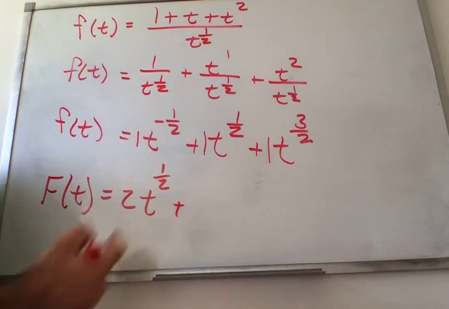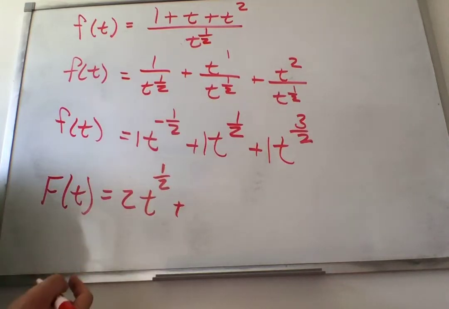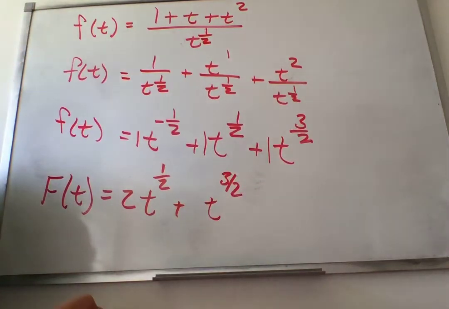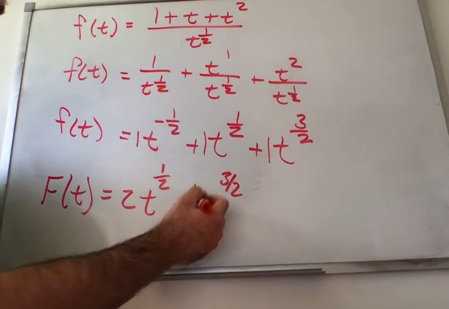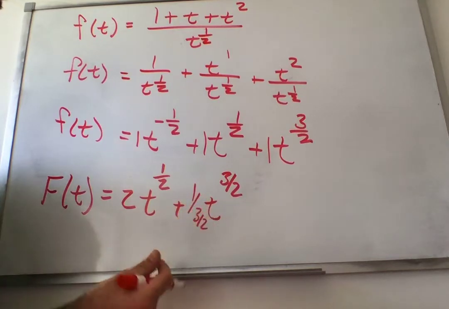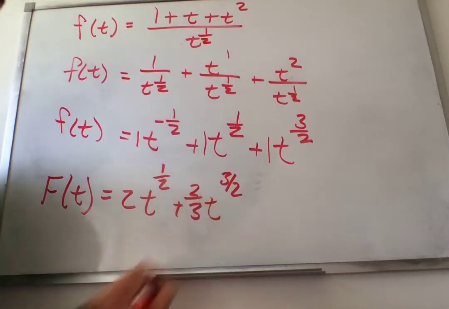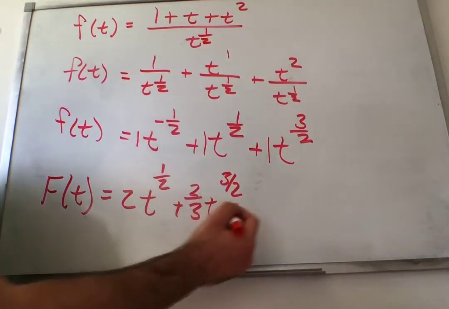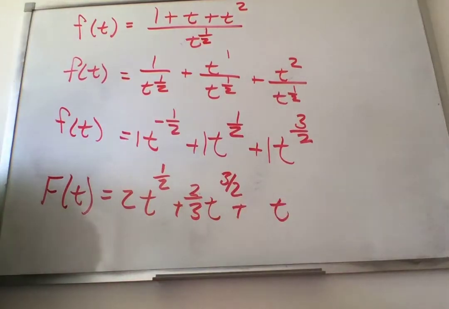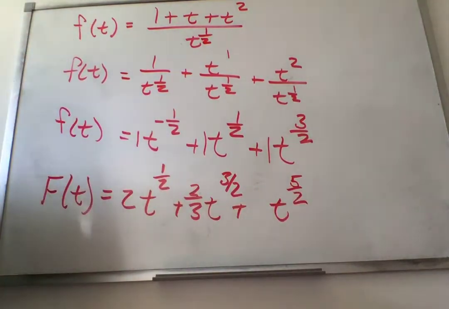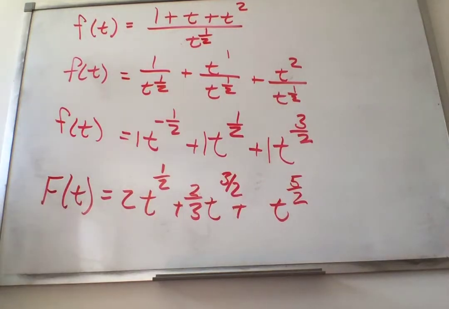Plus, go up 1 power. 1/2 plus 1 is t to the 3/2. Now you divide by this power, 1 divided by 3/2, that's going to give you 2/3. So a 2/3 is going to go out front here. Plus t, 3/2 plus 1 is 5/2.